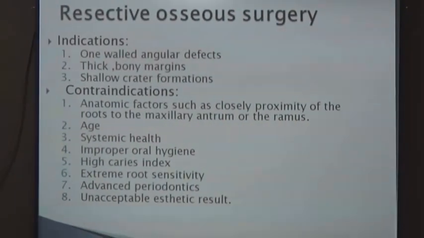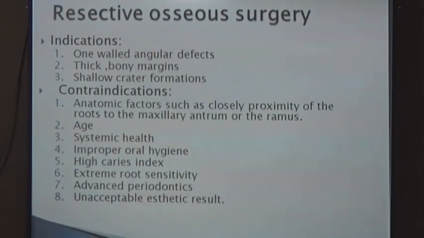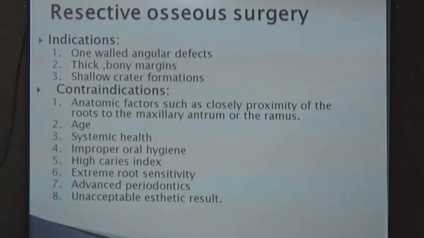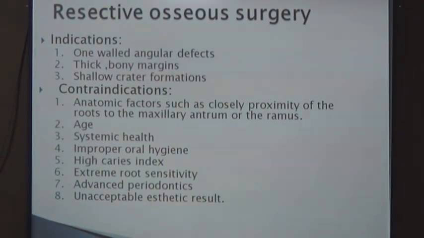Indications: one-walled angular defect, thick bony margins and shallow crater formation. Here you can just resect the bone, you will get it to the normal contour, isn't it? And contraindications, anatomical factors, systemic factors, all these will be the same as for the indication. What do you understand by one-walled? One wall is present, all others are missing, isn't it? Right. And thick bony margins and shallow crater formations.